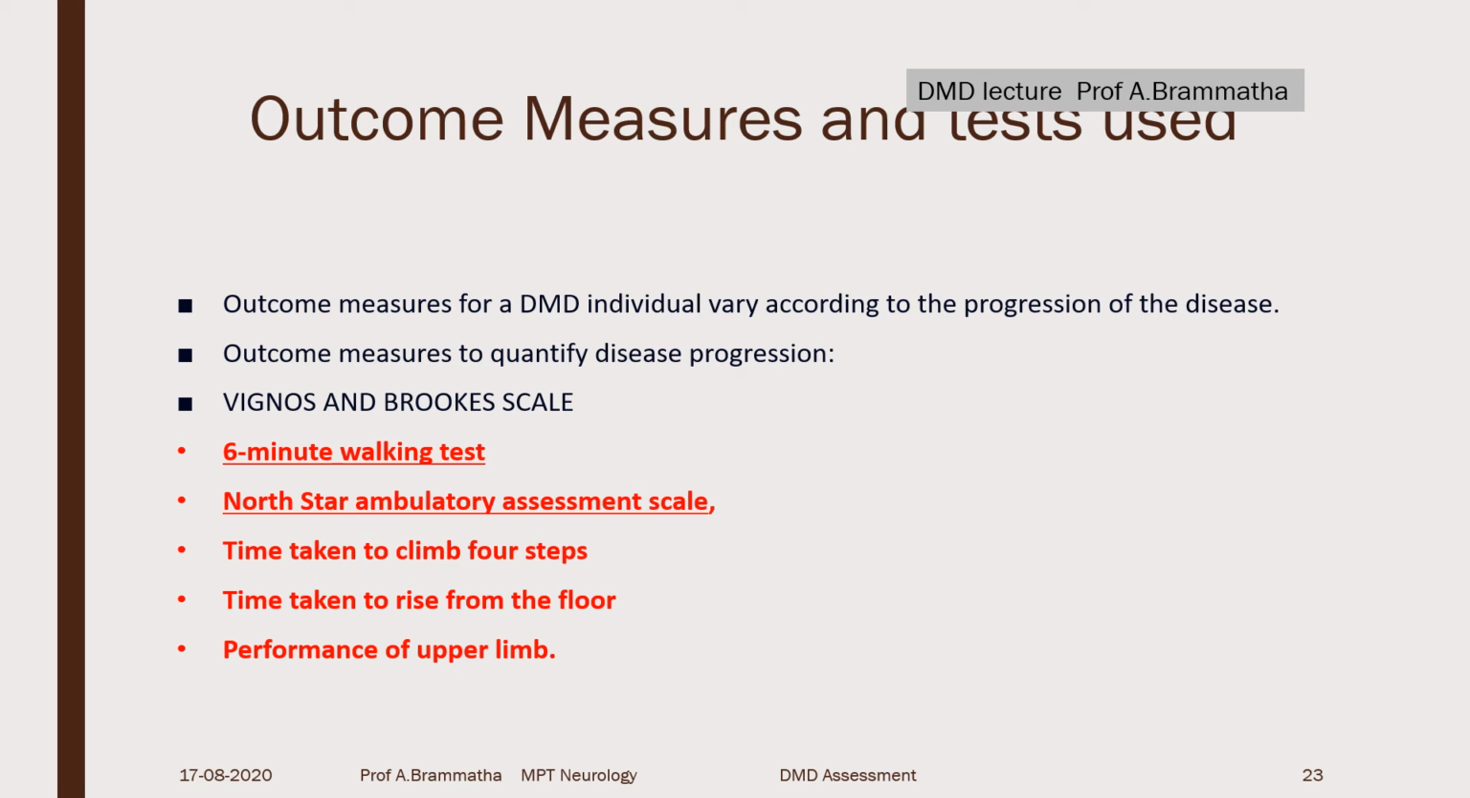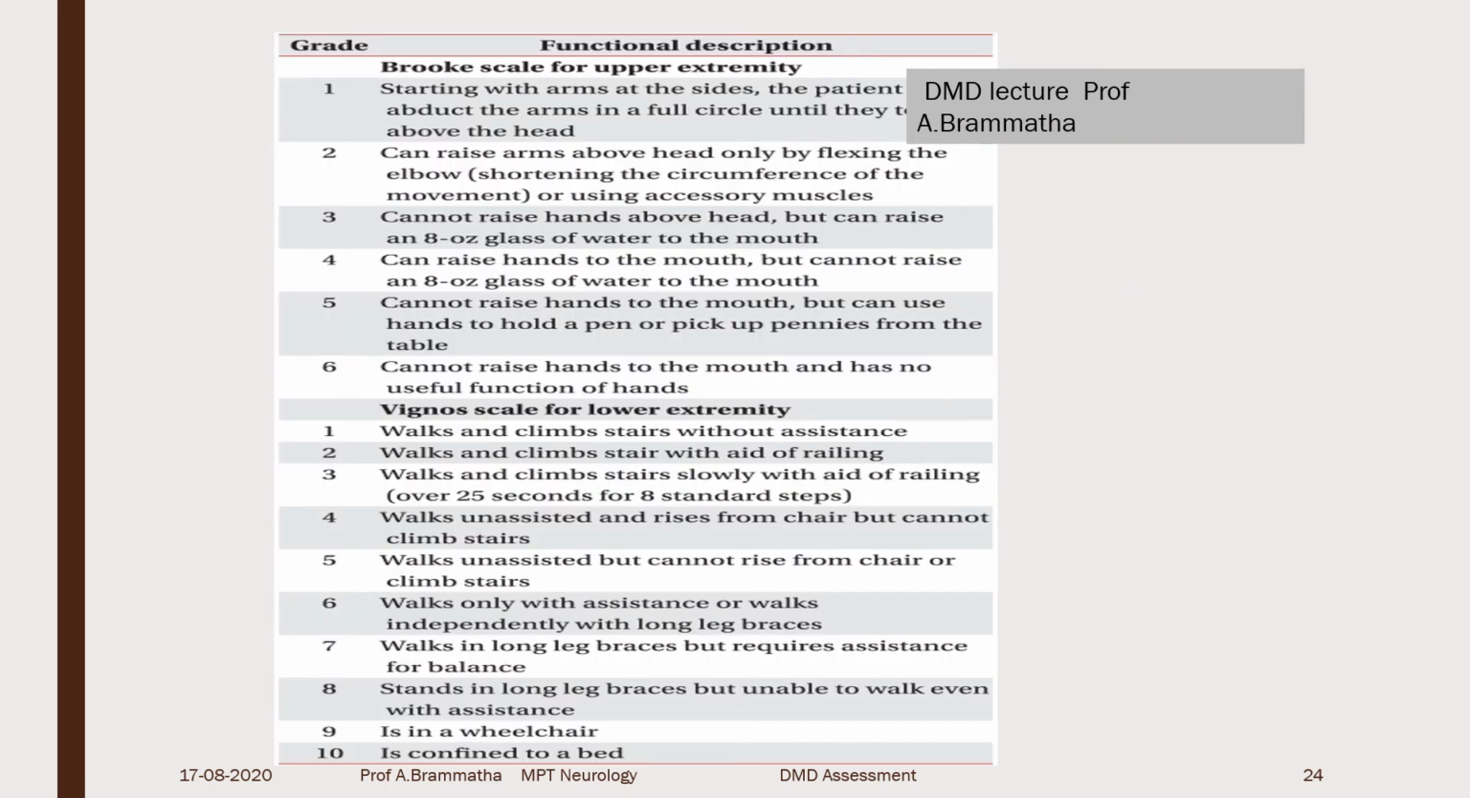MMT, functional assessment, respiratory assessment, and complication prevention are very, very important. So classical MMT charting has to be done, and functional assessment is very important, so that you do this once in 6 months or a year and you see the progression of the disease. So this is the description of the Brooke and the Vignos scale.